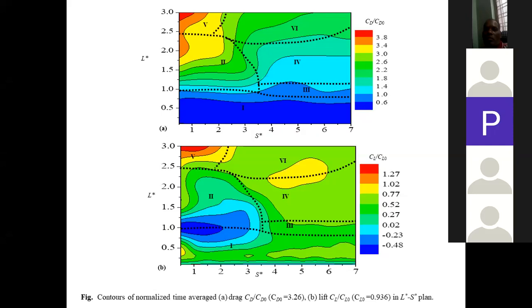But here, due to the presence of this upstream cylinder, we got unsteady flow from this main cylinder at Reynolds number 100 also. So we can conclude from this that this upstream cylinder can work as the controlling cylinder. You can say it can control the flow and forces on the main obstacle.